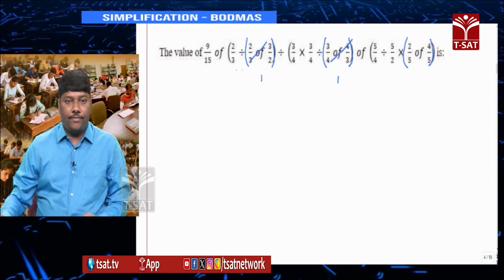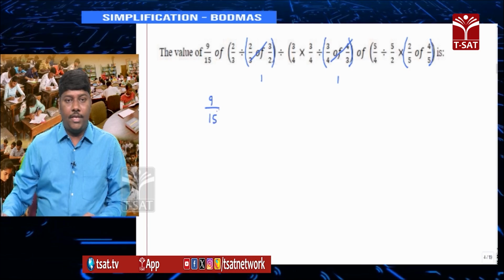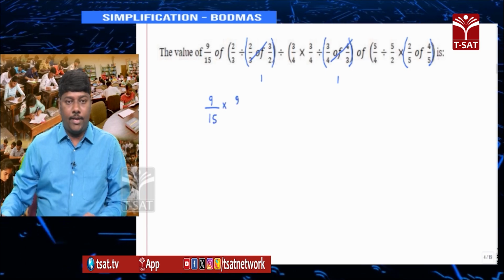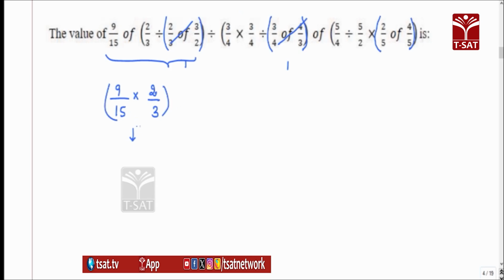First simplify inside the braces, 9 by 15, of means into 2 by 3. This one is done. Further you simplify it to make it simple. 3 1s are 3, 3 3s are 9, 3 1s are 3, 5 3s are 15. So, this we got as 2 by 5. Then you have division. First half comes. Therefore, solve this. Of means simply into.